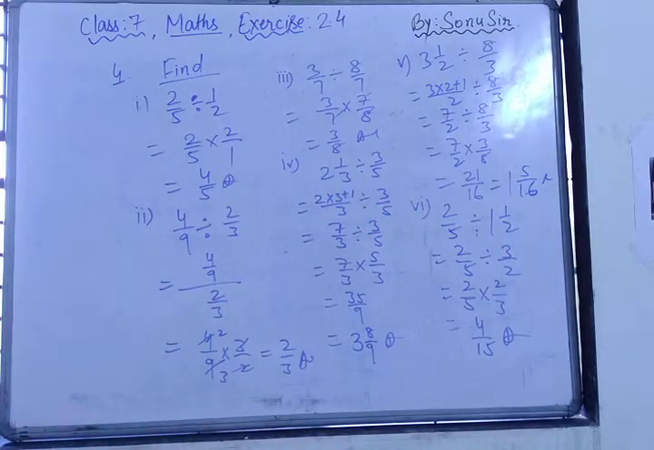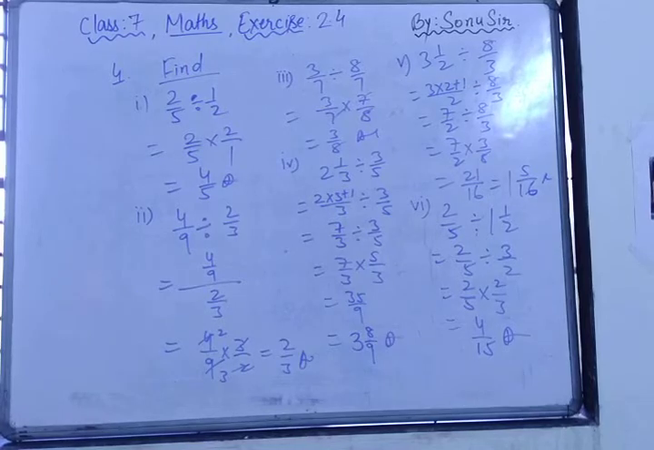Have you seen all the answers? So the first answer is 4 by 5. Second answer is 2 by 3. Right? Third answer is, what is the third answer? 3 by 8? Yes. Fourth answer, 35 by 9. Right. Fifth answer, 21 by 16. Very good. Sixth answer, 4 by 15. Very good. Now, two questions are left, 7th and 8th.